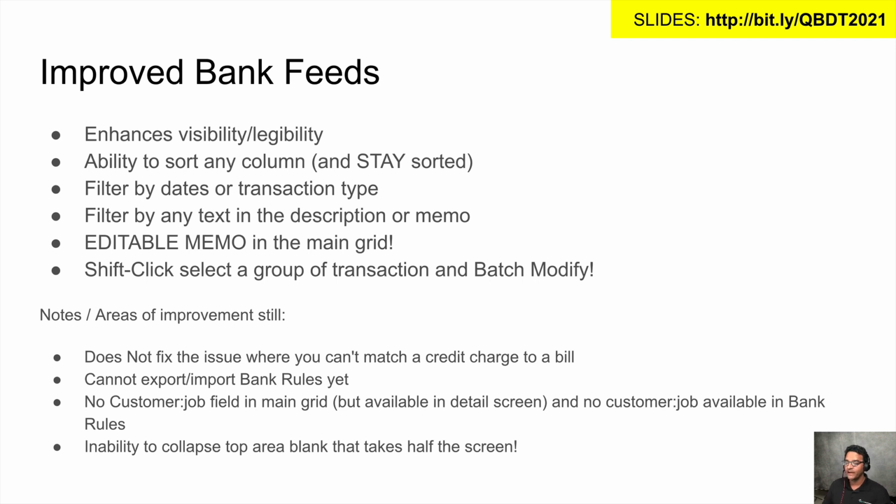No customer job field in the main grid. I love the fact that they added a field for the memo, but I still cannot select my customer job in the main grid. I literally have to click on more details and then select the customer job. For construction companies, this is a huge problem. You do need to have that customer job screen, and it's not available in the bank rules either.